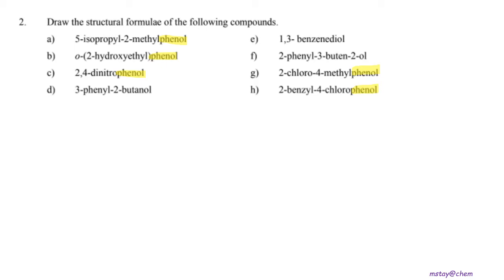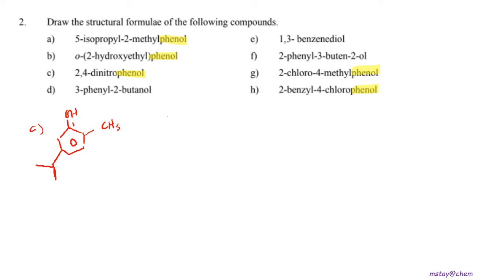5-isopropyl-2-methylphenol. So structure A, we have the phenol structure. First carbon, any carbon which is attached to OH will be considered as first carbon. So second carbon, we need to have methyl, which is CH3, carbon 3, carbon 4, carbon 5. We're going to have isopropyl. So this is the structure for isopropyl.